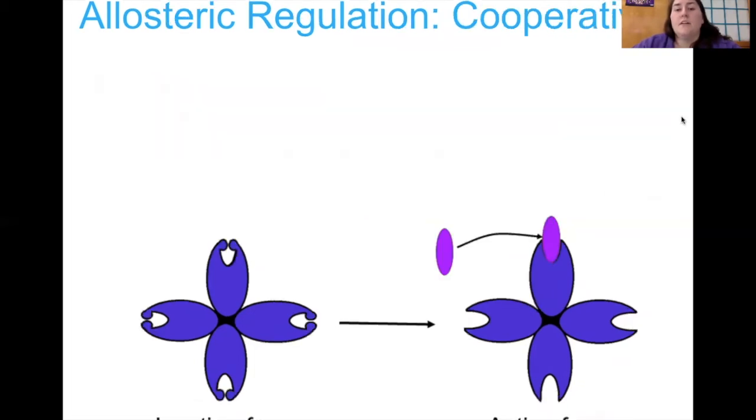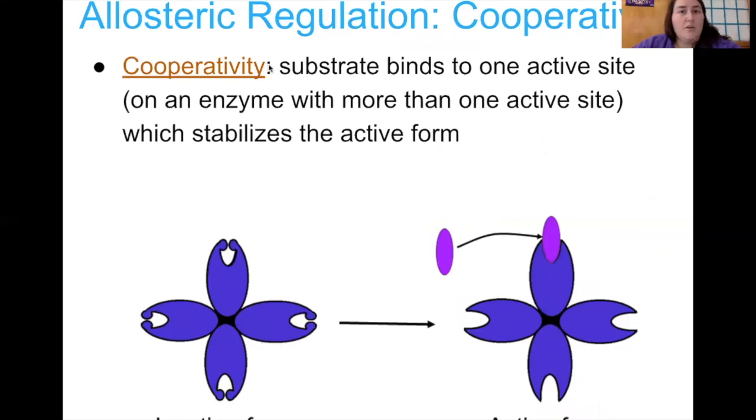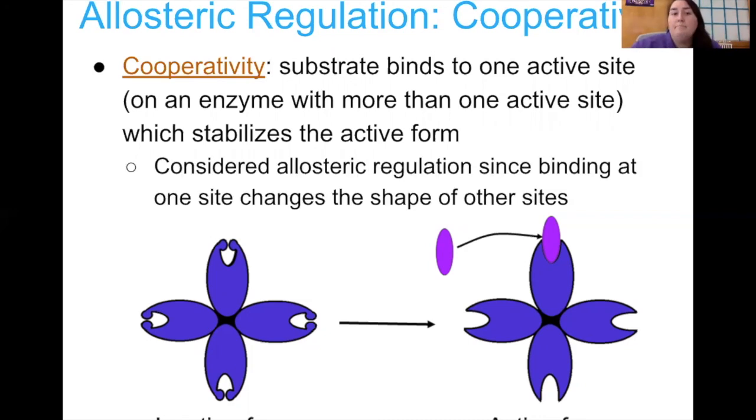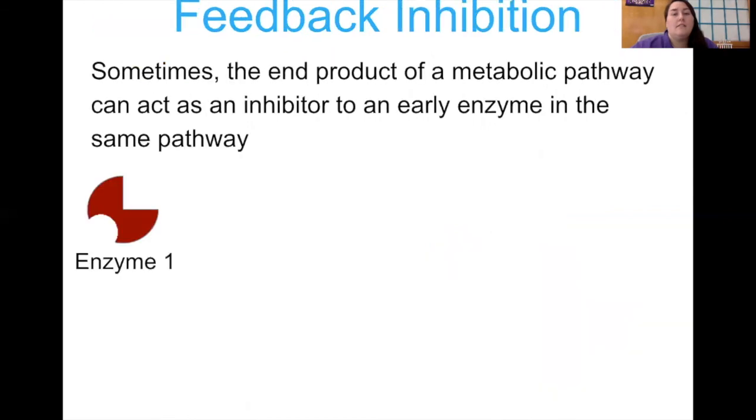And so there is cooperativity. Some substrates are going to bind to one active site on the enzyme and stabilize that active form of the active site. Feedback inhibition. Sometimes our end product of a pathway acts as an inhibitor to an enzyme earlier in that pathway. And so the end product inhibits that pathway.